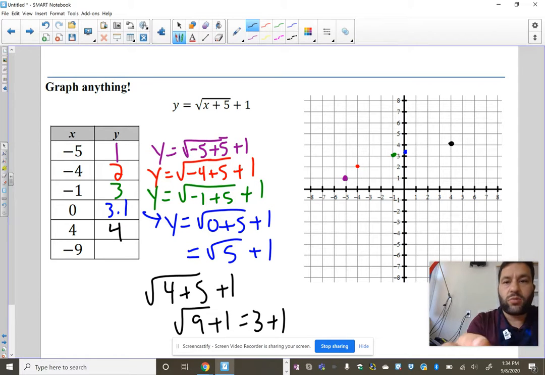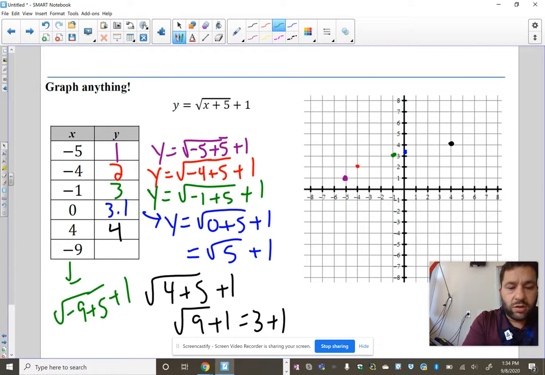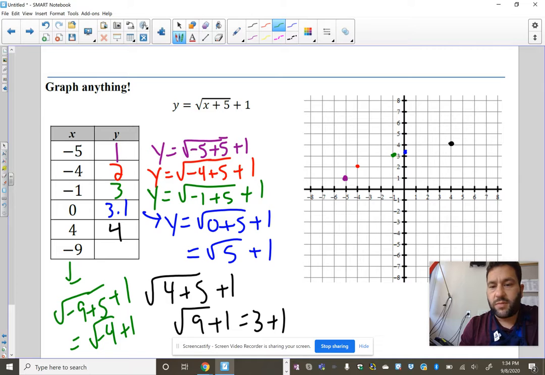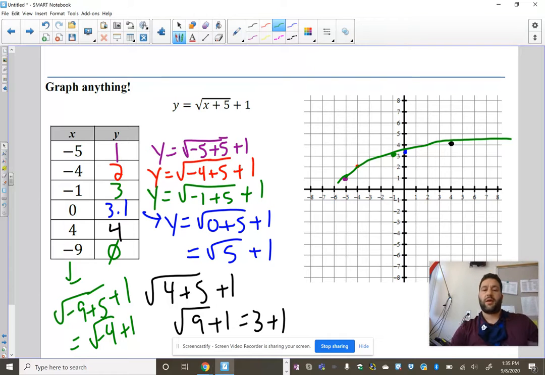And then the last one here would be the square root of negative 9 plus 5, plus 1, which is the square root of negative 4 plus 1. What happened here? We can't take the square root of a negative number, so there is no solution at negative 9, which is kind of interesting. And then to graph it, it kind of looks like a curve here, okay? This is what square root functions look like. They're not linear, they're curved.